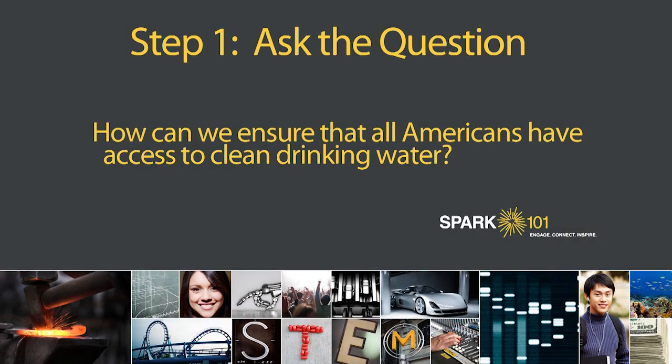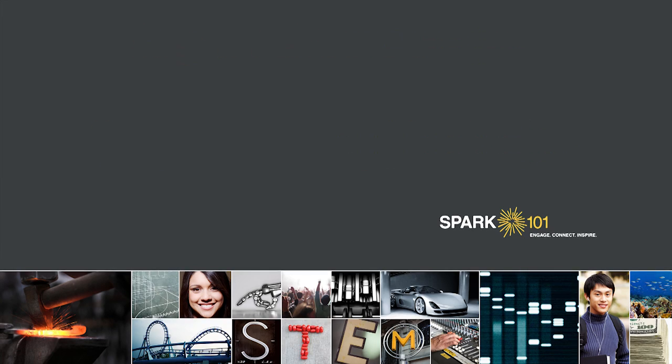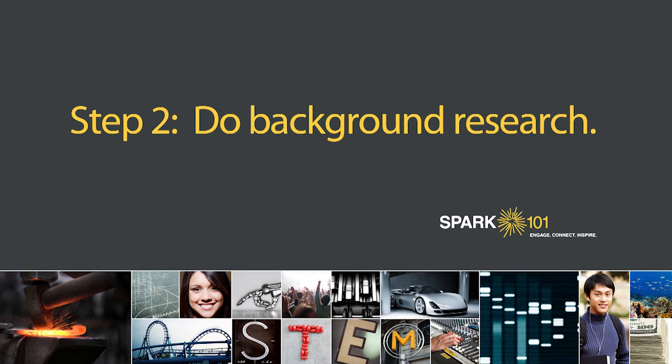The first step of the scientific method is to ask the question. In this case, the question is, how can we ensure that all Americans have access to clean drinking water? The second step of the scientific method is to do background research. Where does water come from? 70% of the earth is made of water. However, most of that water is salty and therefore not drinkable without further treatment.